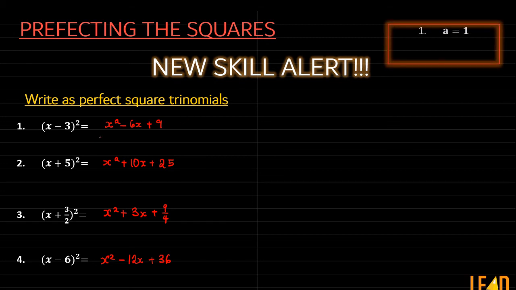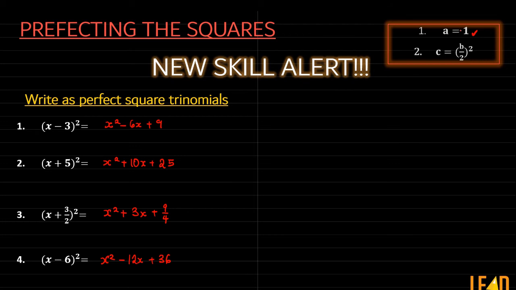If you notice, for all these ones, your value for A is 1. So that's the first thing to note. For you to rewrite as a perfect square, you need the value of A to be 1. And secondly, your value of C is equal to B over 2 all squared, if it's a perfect square.